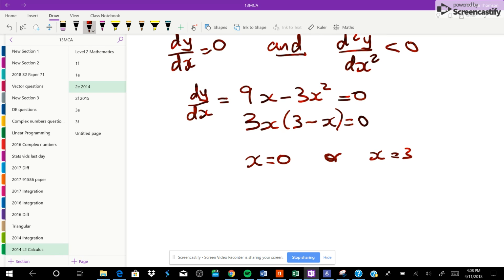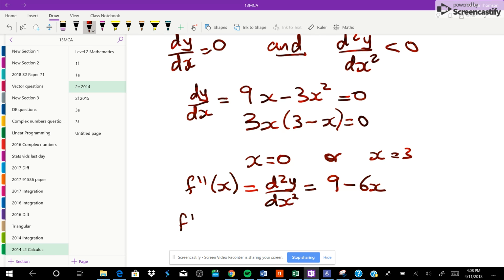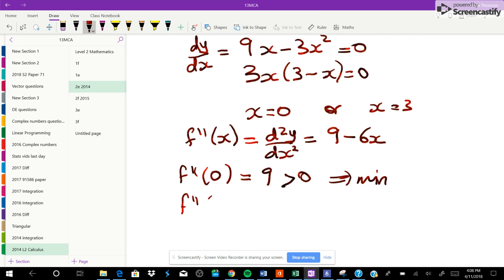So what we have to think about now is which one is the minimum and which one's the maximum. So let's find the second derivative, f dash dash of x, or we could write it as d squared y by dx squared, and that's equal to 9 minus 6x. Now, evaluating that at each of my two turning points, I see that at 0, the second derivative is positive, so that's going to give me the minimum. And at x equals 3, the second derivative is equal to 9 minus 18, which is -9, and that's going to be our maximum. So we have to show that in this question.